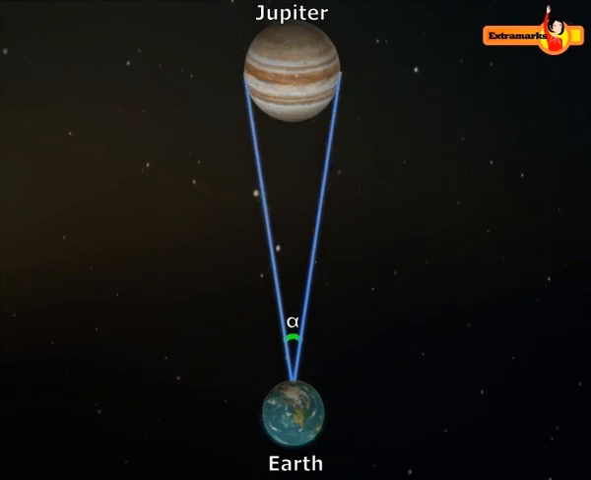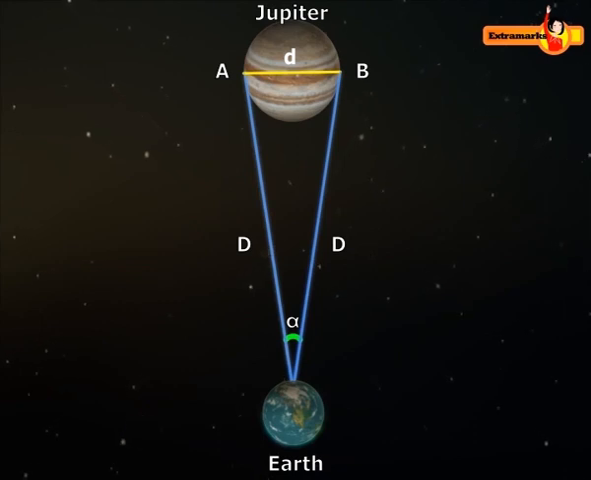The angle alpha is the angle between the two diametrically opposite points of the planet. It can be measured from the same location on the Earth with the help of an astronomical telescope. Let d be the average distance of the Earth from the planet Jupiter.